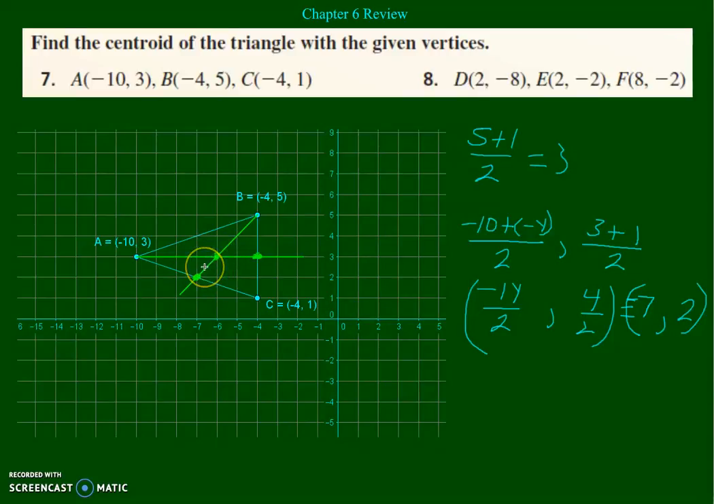And so your centroid is at the point (-6, 3). And that's Problem 7.